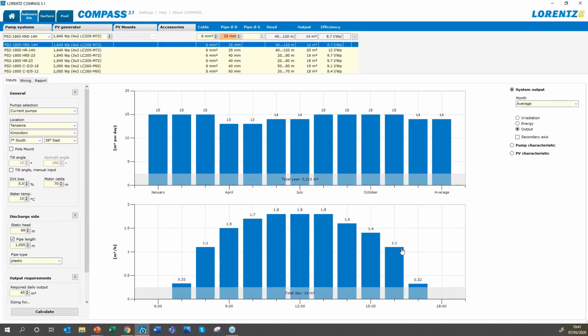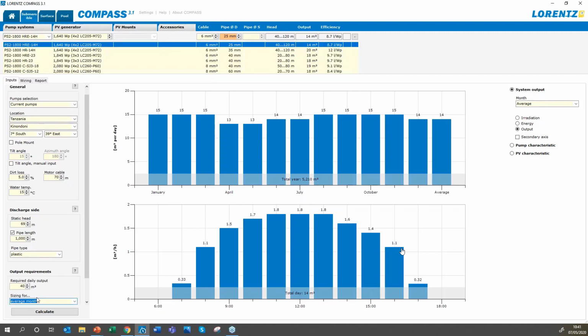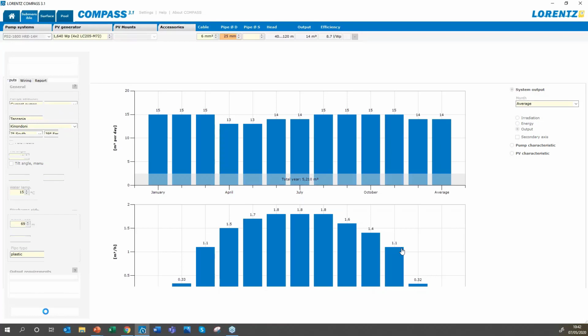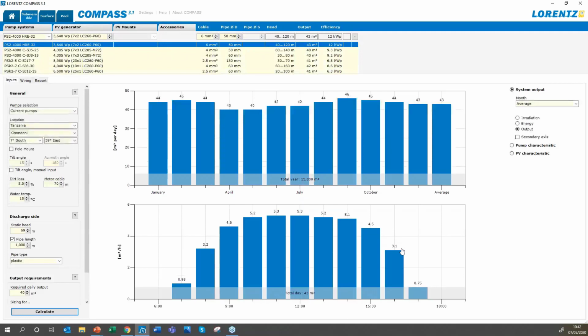Let's look at what we needed for this example though. So we're going to put 1,000 meters of pipeline on, and we want 40 cubic meters per day. So let's ask Compass to recalculate that based on that new information. And what Compass is telling us is actually, if you want to do that 40 cubic meters per day with a longer pipeline, we're going to need a different pump. So it's suggesting we use here a PS2 4000 now. And it's telling us that we're going to need 3.6 kilowatts, and it's configured these 7 times 2.